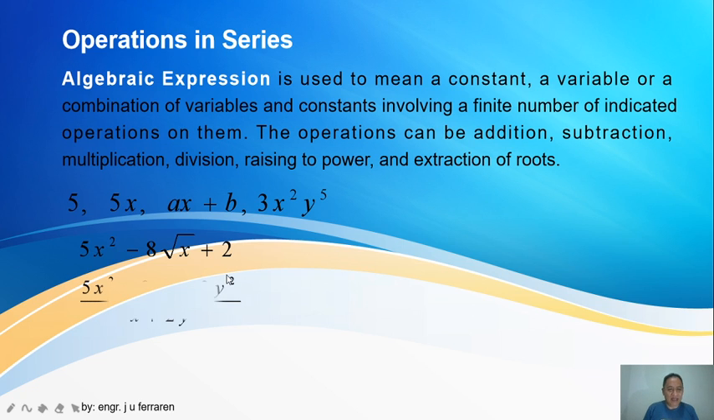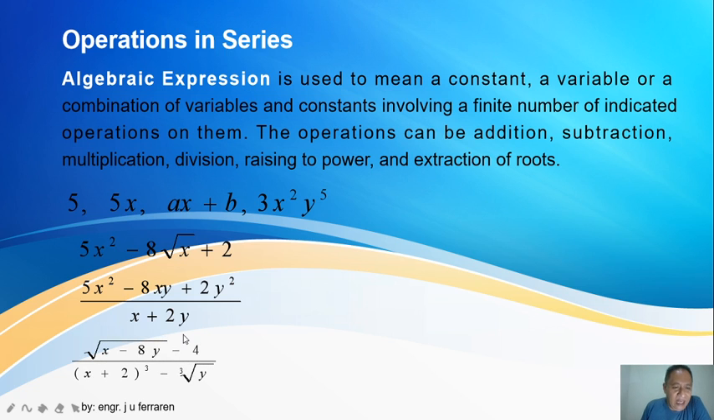Then we have another expression. If you will be asked how many terms are here, actually there's only one term, because division is an operation in a term. So entirely this is a single term. However, your numerator and denominator are composed of several terms. This is composed of three terms and this is composed of two terms. But entirely, this is just a single term. Why? Because this is operated under division.